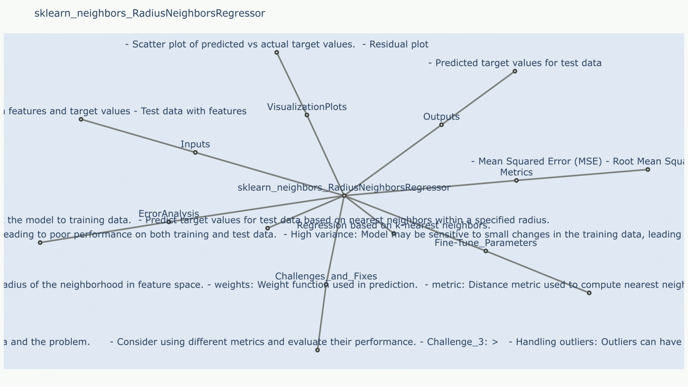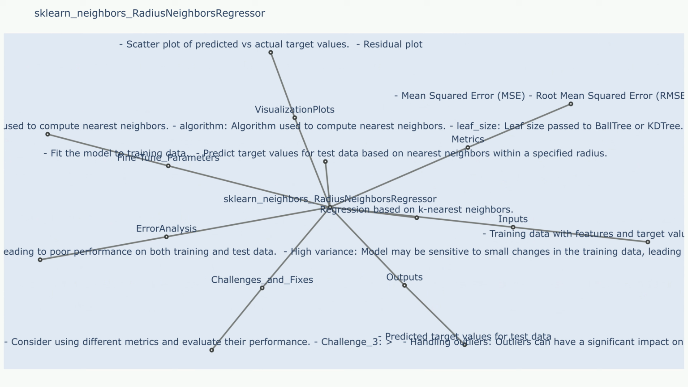Challenges and fixes. Challenge 1. Choosing the optimal radius. Sample use case that resulted in challenge 1. If the radius is too small, the model might miss relevant neighbors, leading to underfitting. If the radius is too large, it might include irrelevant neighbors, introducing noise and overfitting.